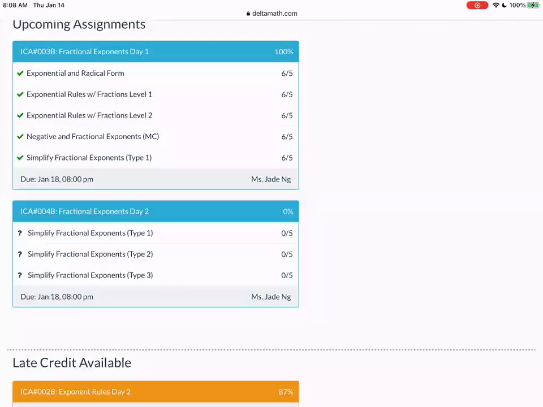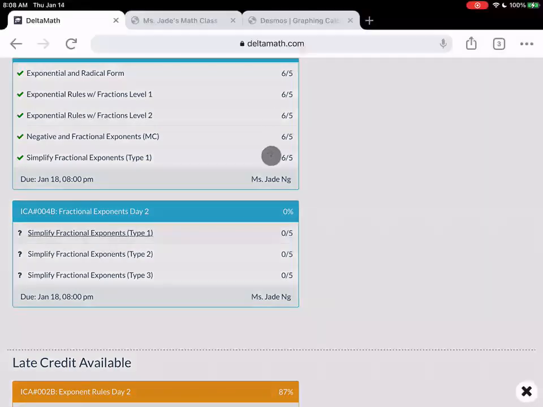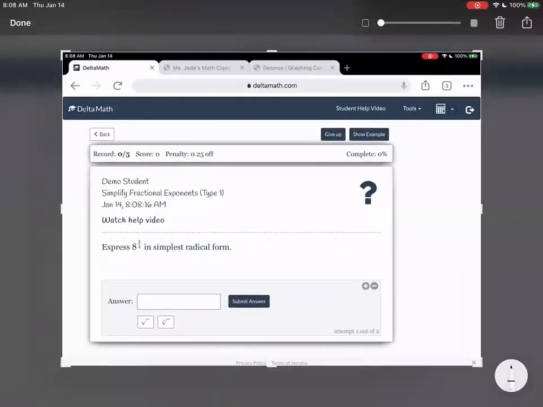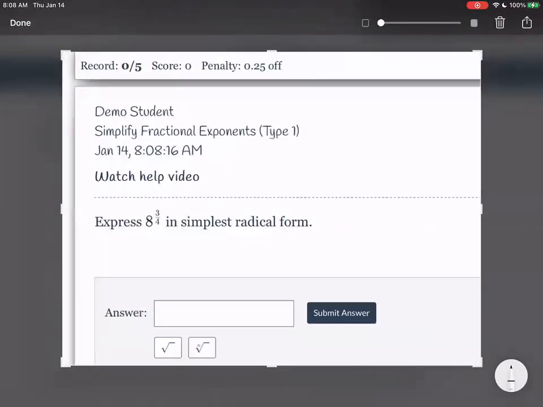So the first category is simplify fractional exponents type 1. We did do this last time, as you can see in the last assignment, but we'll just do 2 more examples from here, to refresh your memory. Okay, so we're going to express 8 to the power of 3/4 in simplest radical form.